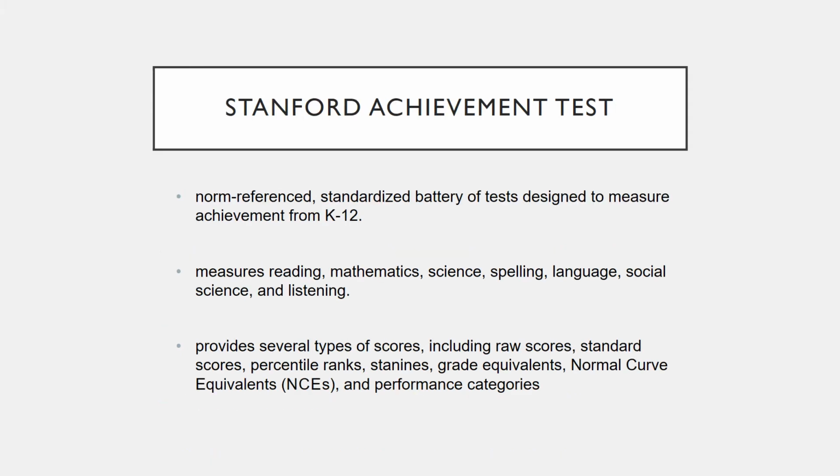So one of the most common battery tests that we see is the Stanford Achievement Test. This is something that's used in K through 12 schools. It is norm referenced based on a national sample that's usually divided by grade level. And it's a standardized battery of tests that's used to measure achievement for kids kindergarten through 12th grade. There are different subtests within this battery of assessments that include reading, math, science, spelling, language, social science, and listening skills.